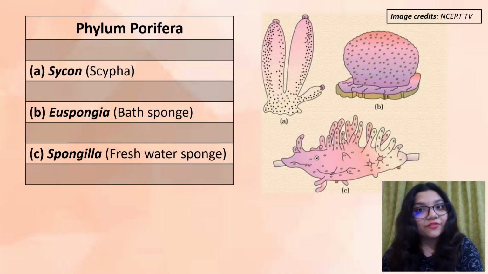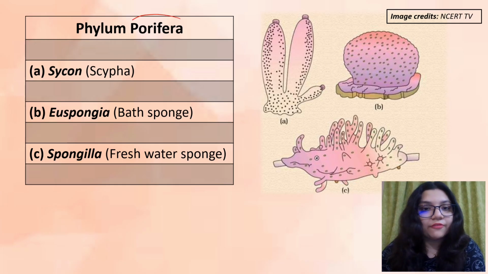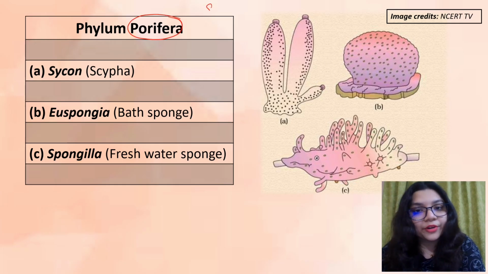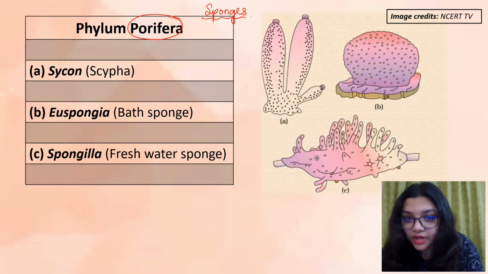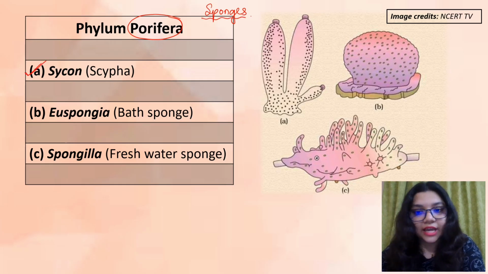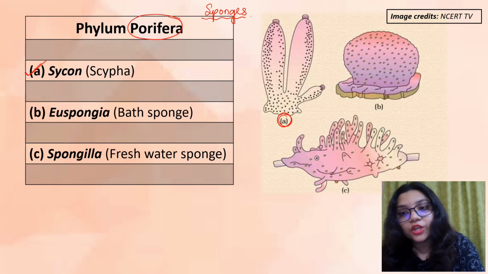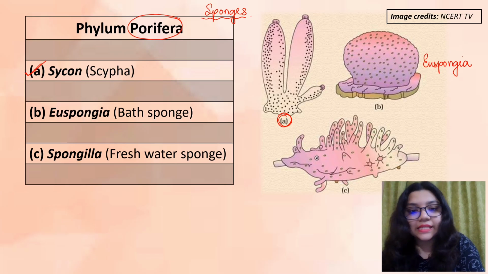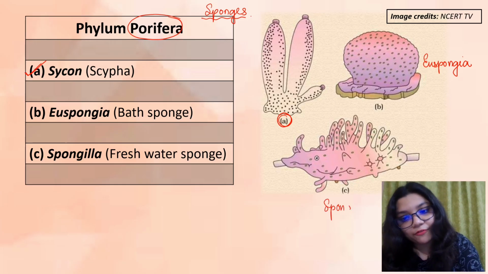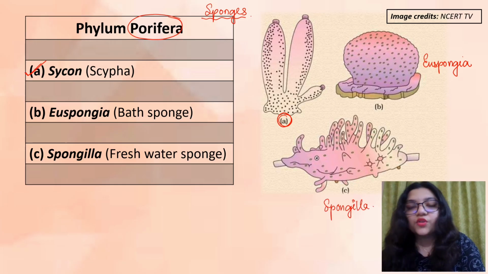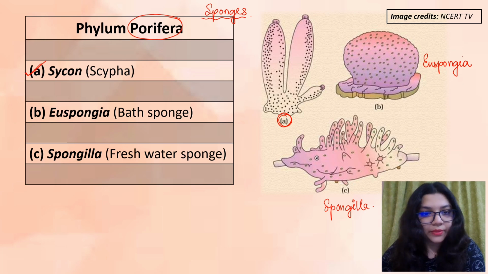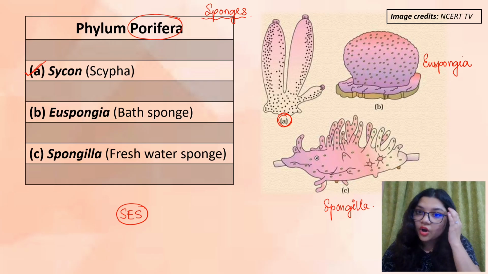Getting started with the invertebrates first. First we have phylum Porifera. In phylum Porifera we will talk about the sponges. The different kinds of sponges are first Scypha, this figure. Then you have Euspongia shown here in figure B, which is the bath sponge, and C you have Spongilla, which is the freshwater sponge, right? So I remember these three examples as SES. Porifera is SES for me: Scypha, Euspongia, and then Spongilla.